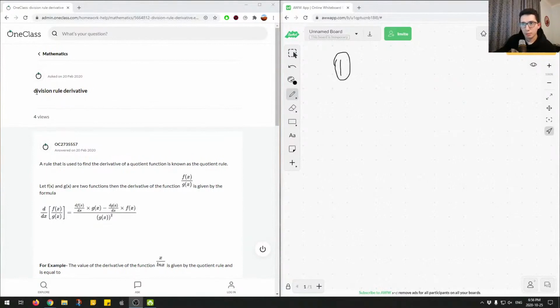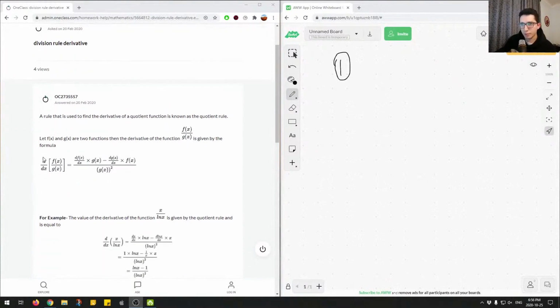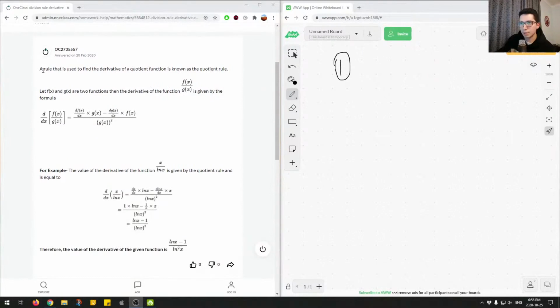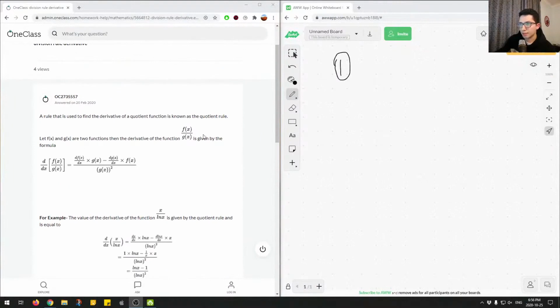So we want to talk about what the division rule is when we're taking derivatives. Taking a look at the junior tutor, it's a rule used to find the derivative of a quotient function, sometimes also referred to as the quotient rule, and it's as follows. The derivative of some function f at x divided by some function g at x is the derivative of f at x times g at x, minus the derivative of g at x times f at x, all divided by the function g at x squared.